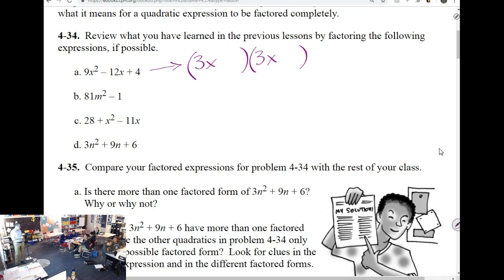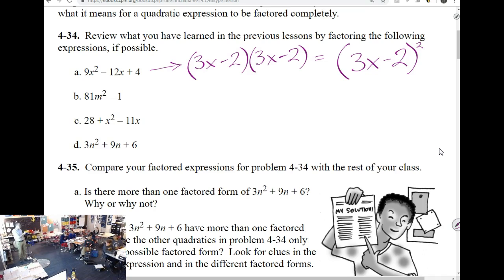3x minus 2. It's just the same thing. So this is what we call a perfect square trinomial.